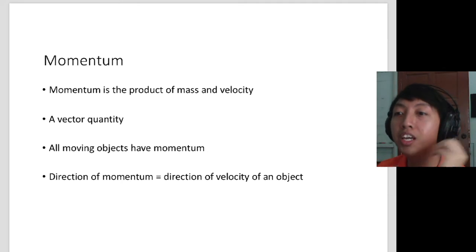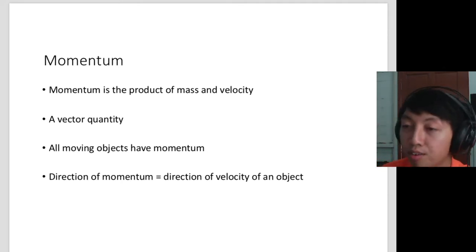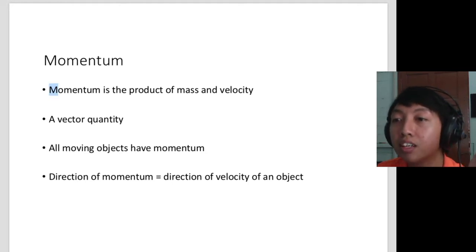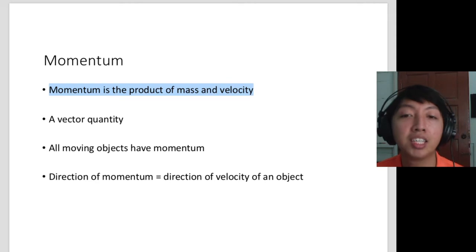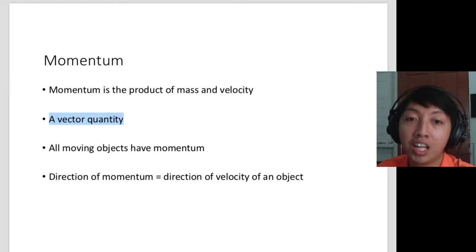Now, we can calculate this using momentum, or using the formula of momentum. So the definition of momentum is a product of mass and velocity. Okay? So a few things about momentum. It is a vector quantity. So remember, a vector quantity is a quantity that has direction. So momentum always has direction, so you always need to take that into account.